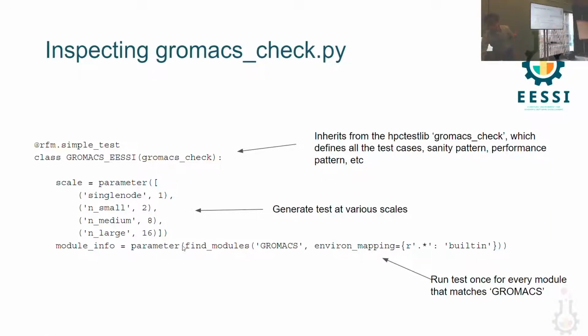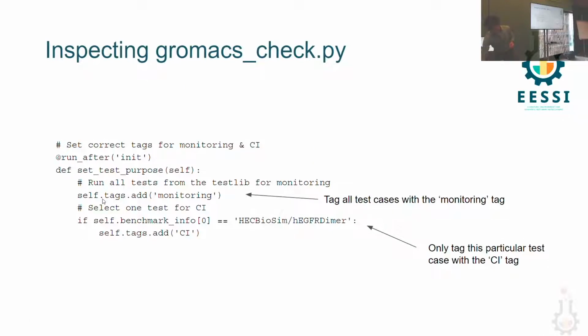ReFrame has support to automatically find modules based on regular expression search. So I will just search for all of the GROMACS modules I can find and create tests for each of them. Then there is a part where we set the tags, right? So also, okay, maybe we want to do a certain test for monitoring, select one test for the CI. So only if it's this test case, that is one particular GROMACS input file, then we add the tag CI so that we can select that particular one.